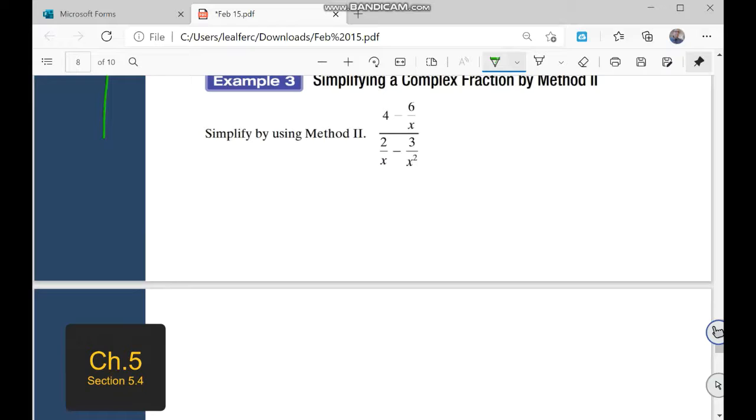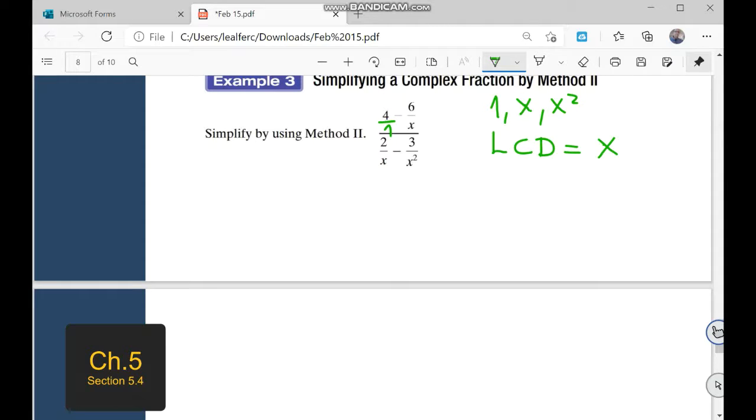First thing, check the denominators, and we have here 1, x, x, and x squared. The denominators are 1, x, and x squared, right? To find the lowest common denominator, find the unique factors. One unique factor is x. We don't have any other unique factor. The only unique factor we have is x. 1 you don't need to multiply by.